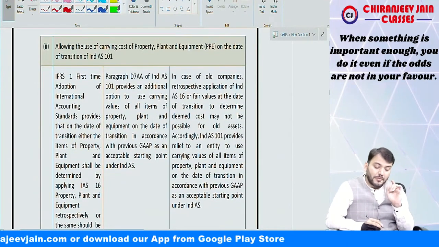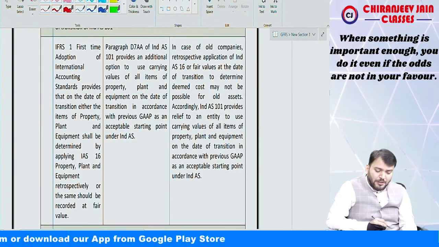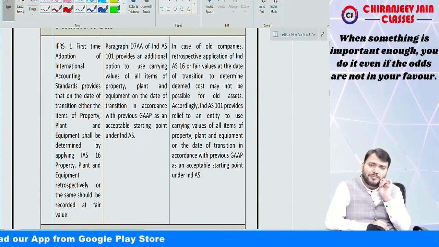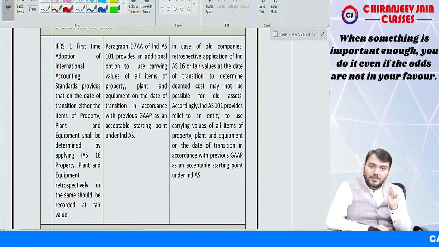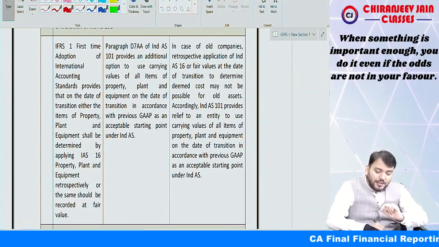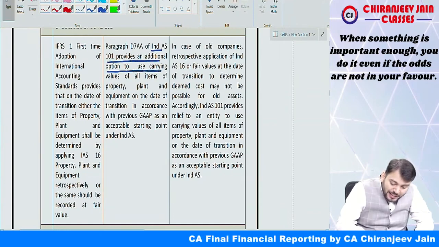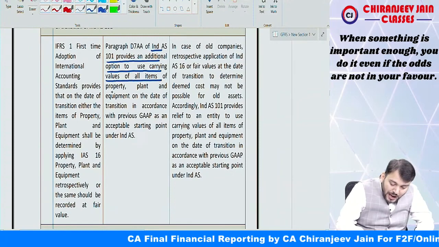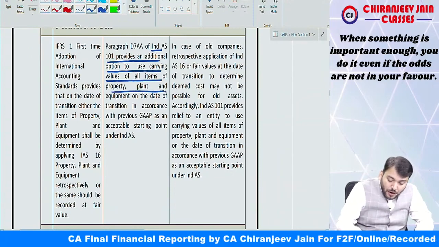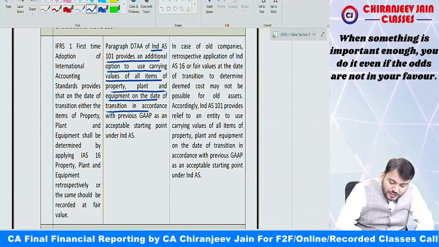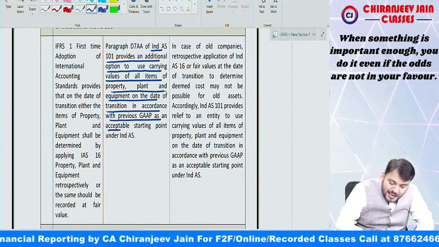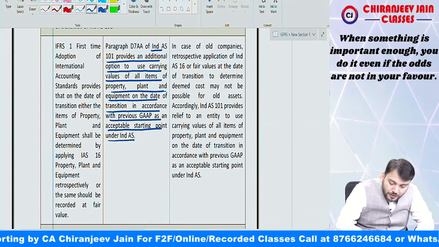Then point number 2. I hope you remember that there are some mandatory exemptions given under Ind AS 101 and there are some voluntary exemptions. One of the voluntary exemptions was given for PP. And what was the voluntary exemption? Ind AS 101 provides an additional option to use the carrying value of all items of PP on the date of transition in accordance with previous GAAP as an acceptable starting point under Ind AS.